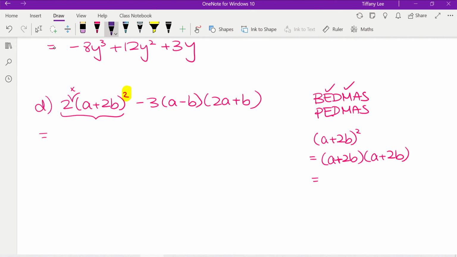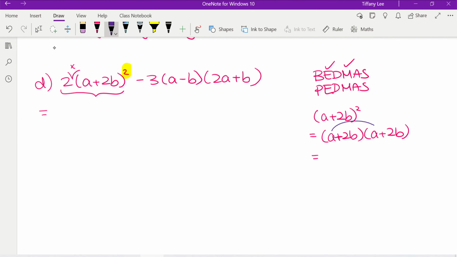So we're just going to do some side work on the side here. We have a times a, which is a squared, a times 2b, that's positive 2ab. Take a look at this second term here, positive 2b times a, that's positive 2ab. And then we have positive 2b times positive 2b, which is positive 4, right? 2 times 2, and then b times b is b squared.